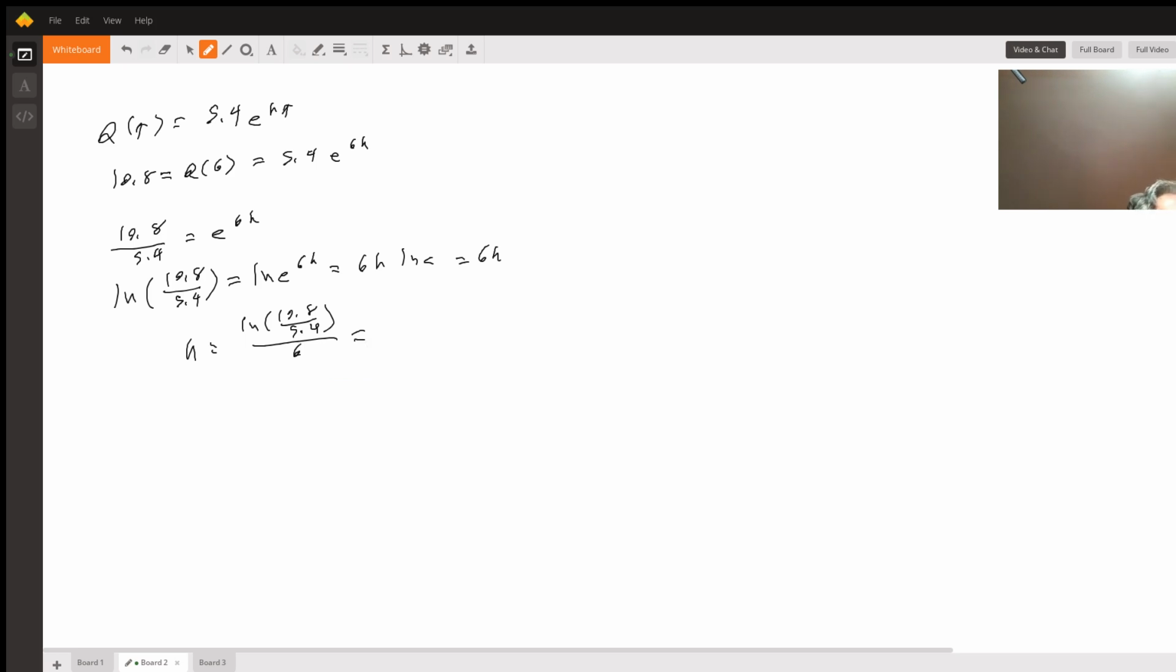If you just take the calculator, we'll calculate it. Let's see, hold on. ln of 10.8 divided by 5.4, and this divided by 6. That's equal to roughly 0.116. So now we get the solution to this equation, which becomes 5.4 e to the 0.116t.